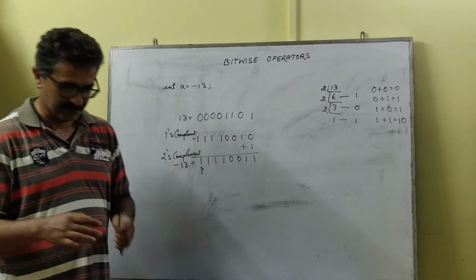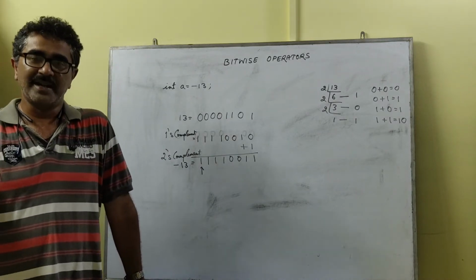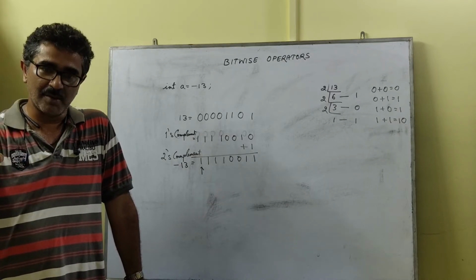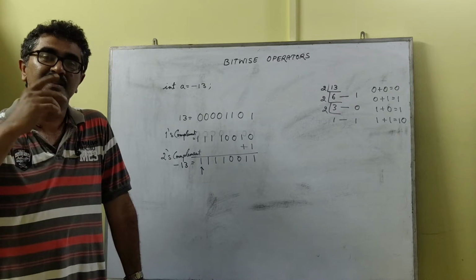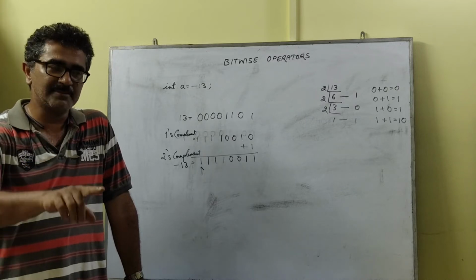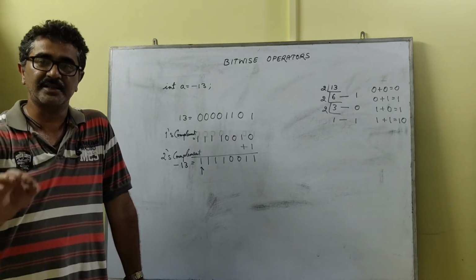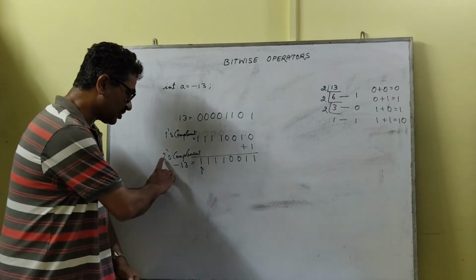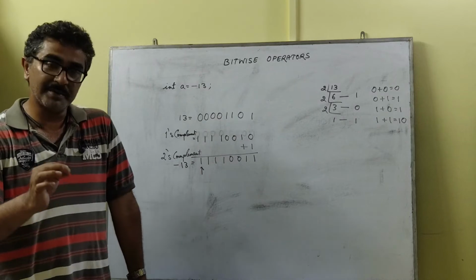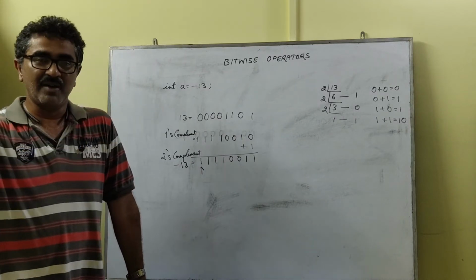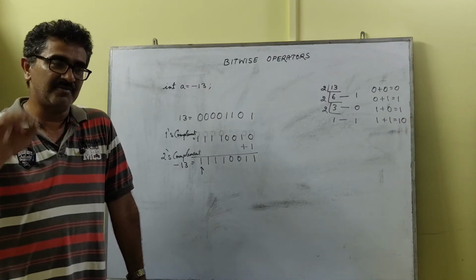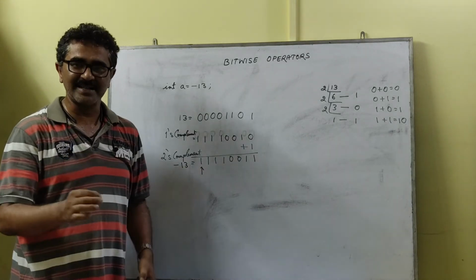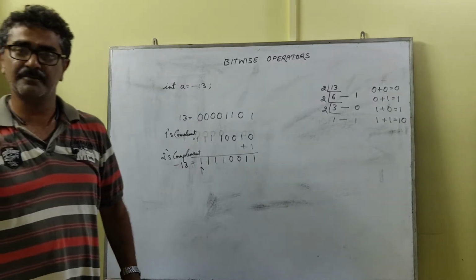So the method is very simple. First, get the binary representation of the positive number. Then we go for 1's complement. In 1's complement, what we do is simply reverse the bits. That is, all 1's become 0 and 0's become 1. Followed by adding 1, which is actually 2's complement. In the 2's complement method, the 1's complement number which we generate, we add 1 to it to get the 2's complement number. And that is the negative representation of that particular number.